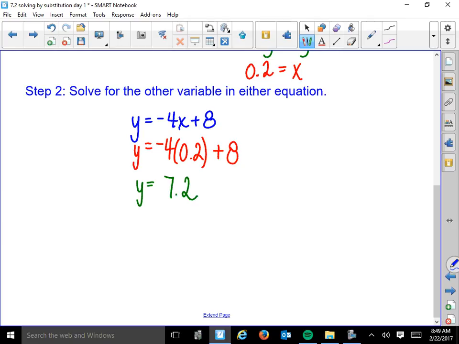So our solution, the solution to this system is 0.2, 7.2. Think about if we had graphed this, if we had solved this by graphing, it would be a little tricky because it would be very difficult to know that it was at precisely 0.2. It's hard to distinguish 0.2 from 0.3.